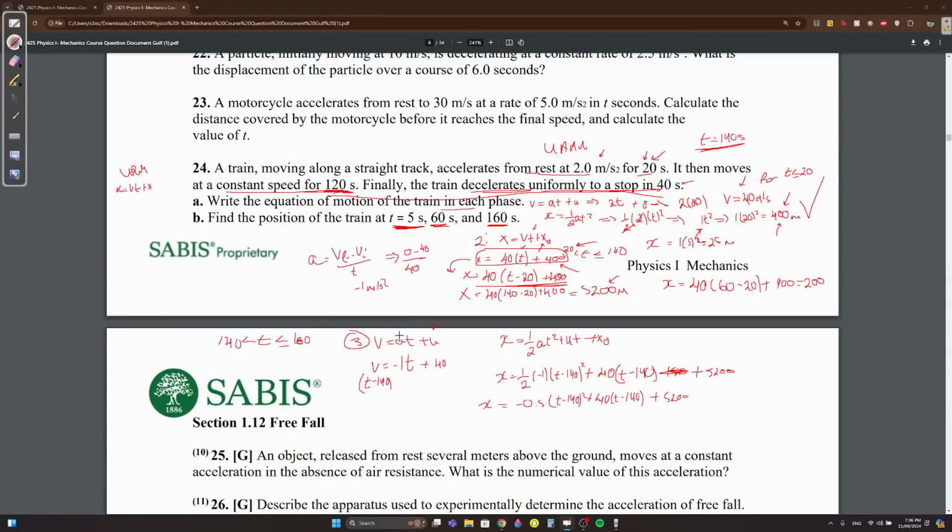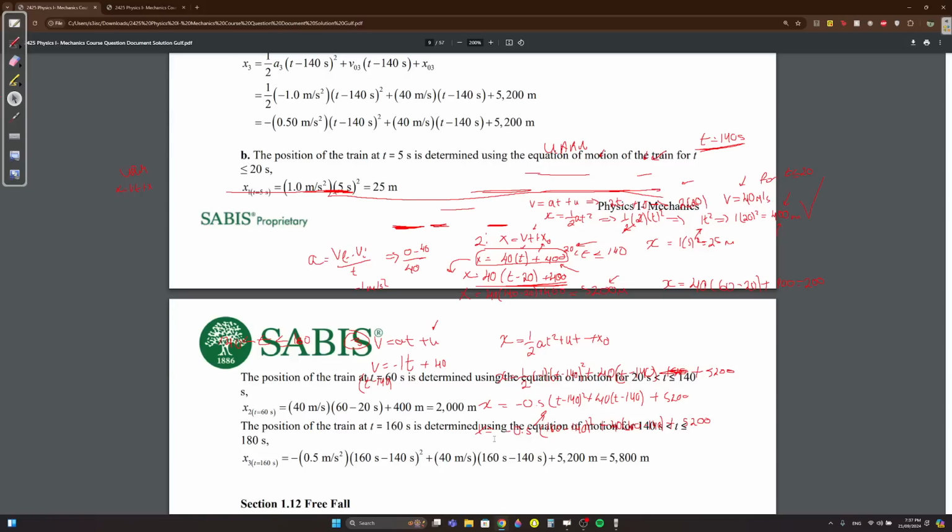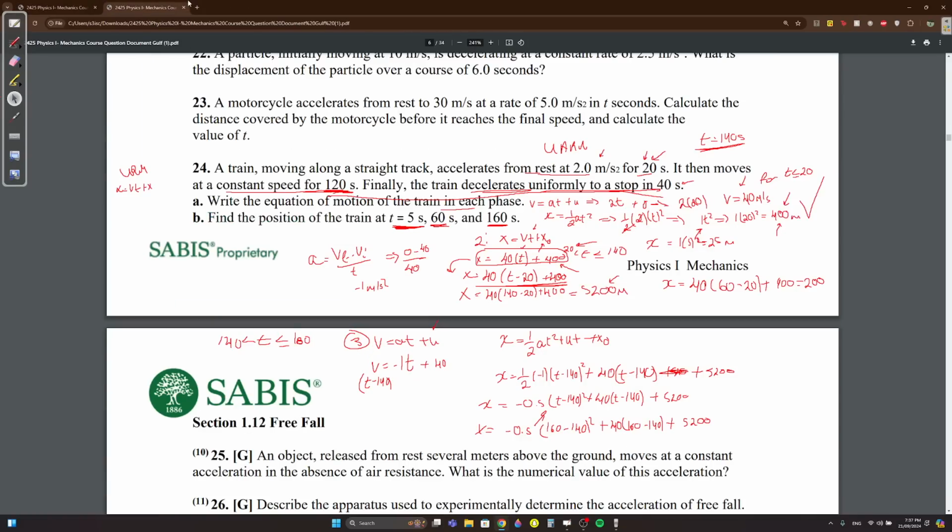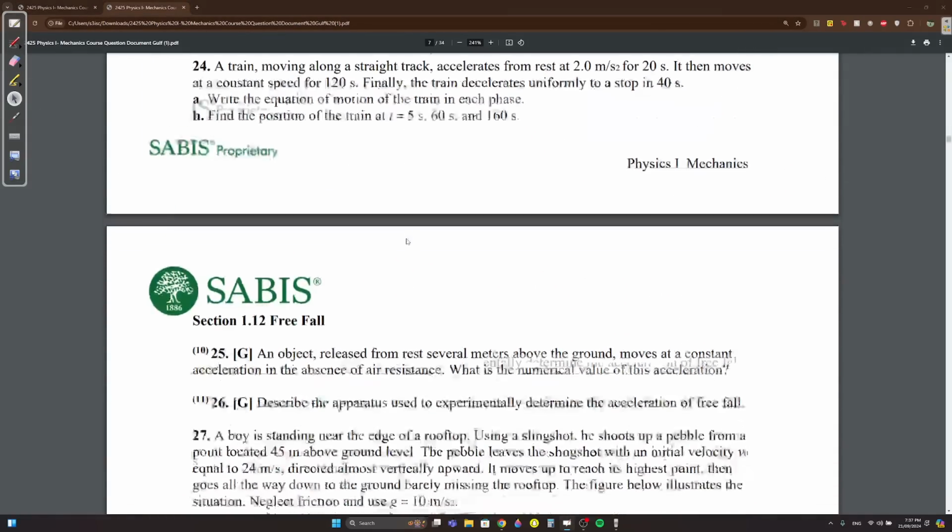Okay, so it falls under here, and we know that x in this case is equal to this. So we're going to do x equals minus 0.5, t is 160. We said t minus 140 squared plus 40. 160 minus 140 plus 5,200. Whatever you get here, 5,800 meters. Honestly, I don't think they'll get this question, but do it just in case.